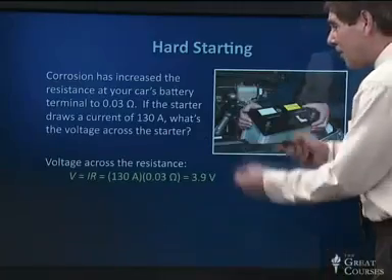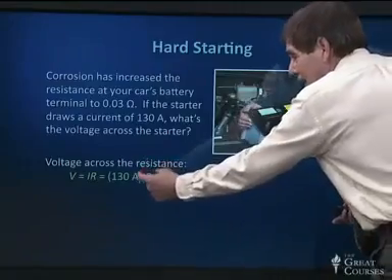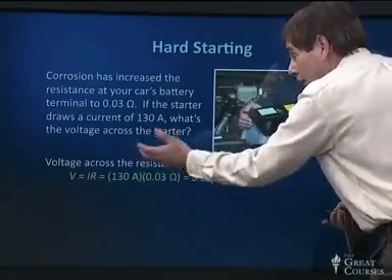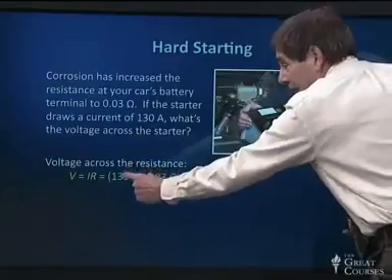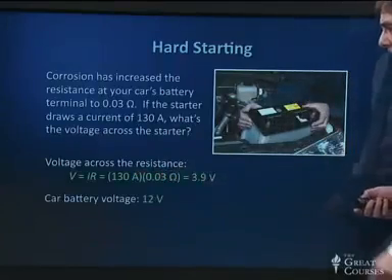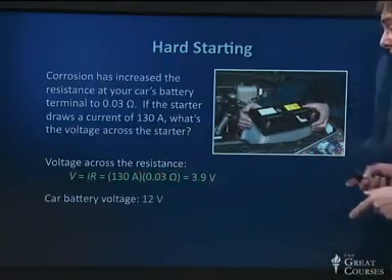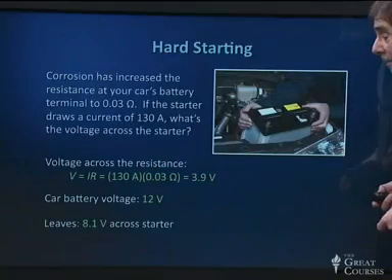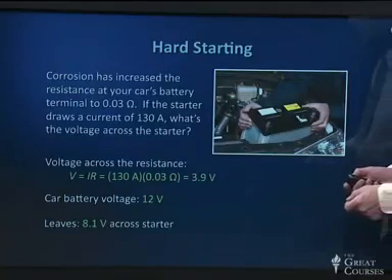So we can easily do that because the voltage across that resistance is related by Ohm's law to the current through that resistance and to the resistance. And we're given the current, it's 130 amps, that's flowing from the battery through that battery terminal with its resistance and through the starter motor and back. And that is 130 amps times 0.03 ohms. That's 3.9 volts. So that leaves, well, the car battery voltage is 12 volts. That leaves 8.1 volts across the starter. That's a little bit low. You'd probably hear it when you try to start that car. It's not that low. You're probably going to start. But it's not as high as we'd like it to be.